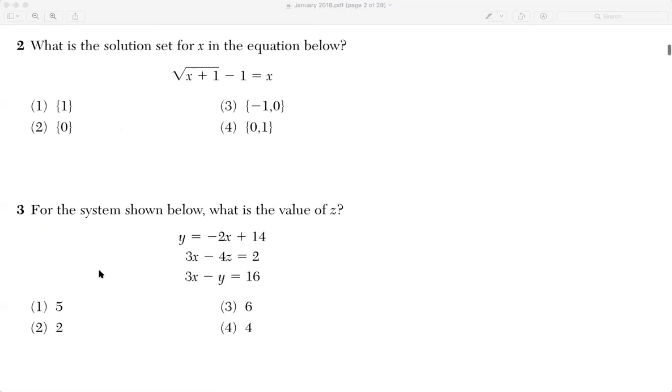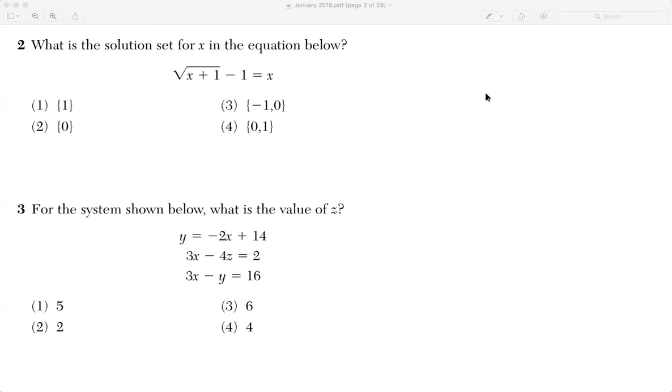This one looks familiar. What is the solution set to the equation below? You can either solve this out, or you can just substitute things in. So we're going to do the smart way, and we're just going to substitute things in. First off, you see it equals x, which means that there's no way that it can equal -1. So right away, this is, oh wait, that's not true.